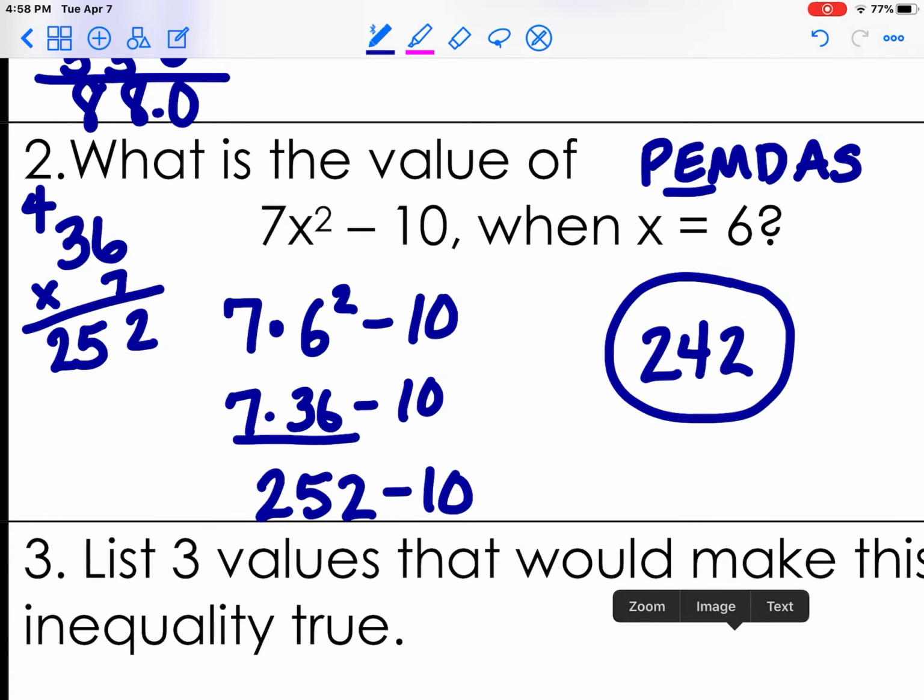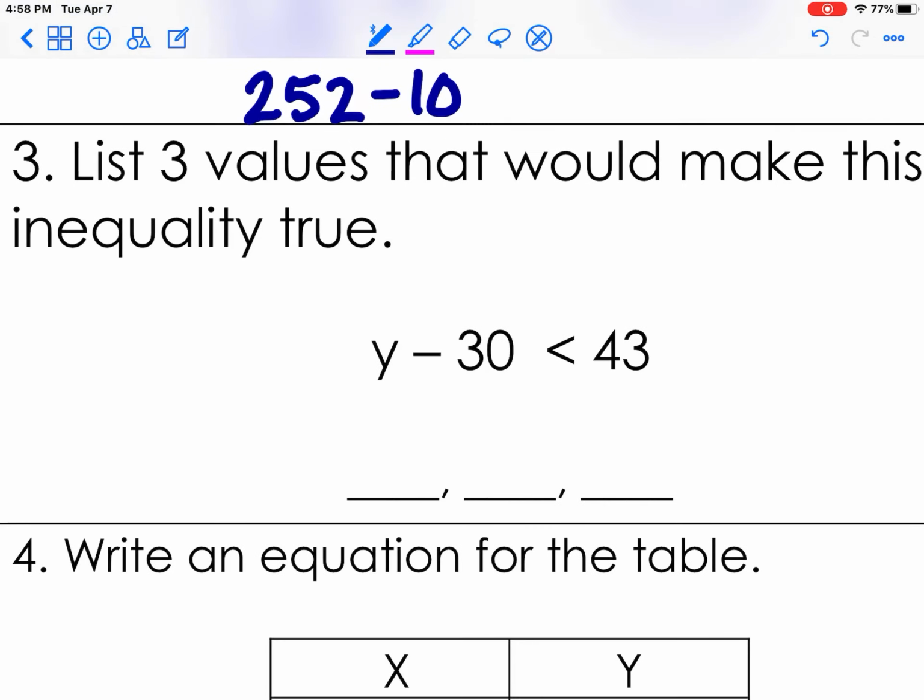All right, moving on to number 3. List 3 values that would make this inequality true. There's an infinite number of numbers that will make any inequality true, so your answers might be different from mine. Don't worry, I'll check those when I check your form. But first, before we can tell you the 3 values, we've got to simplify this inequality, or solve it if we will. Since it's just like an equation, you do the opposite operation to solve it.